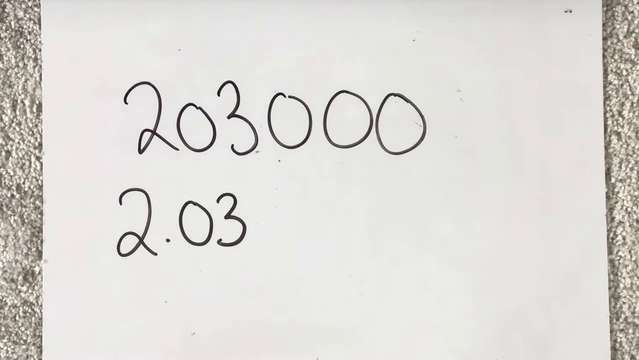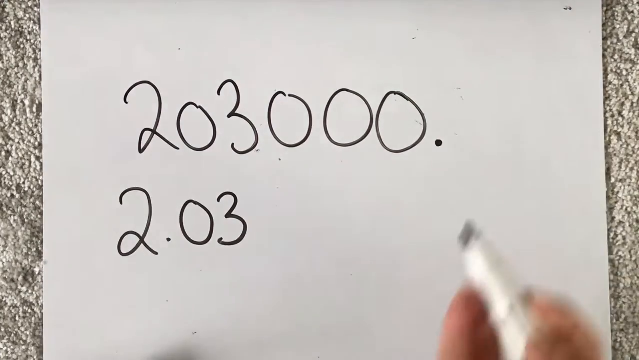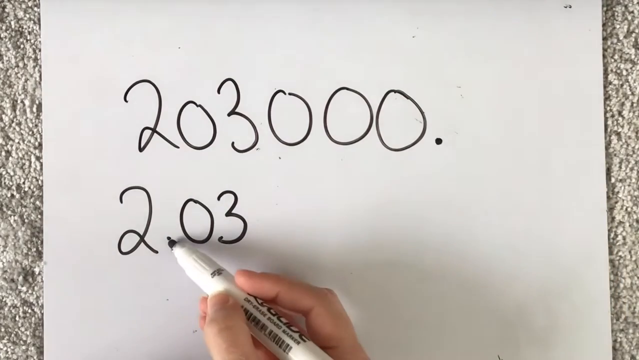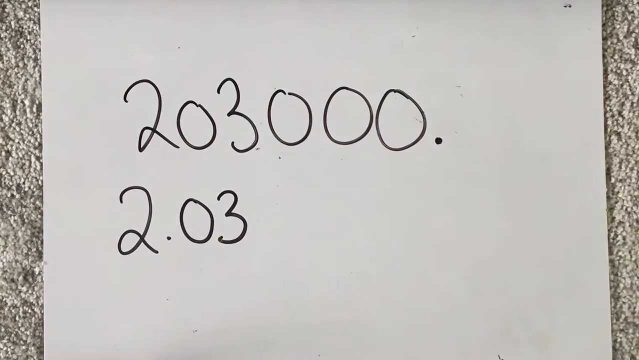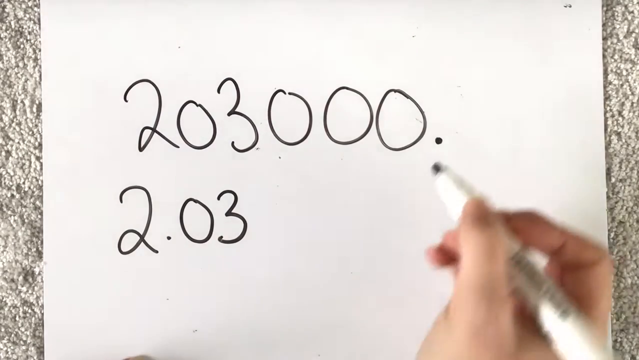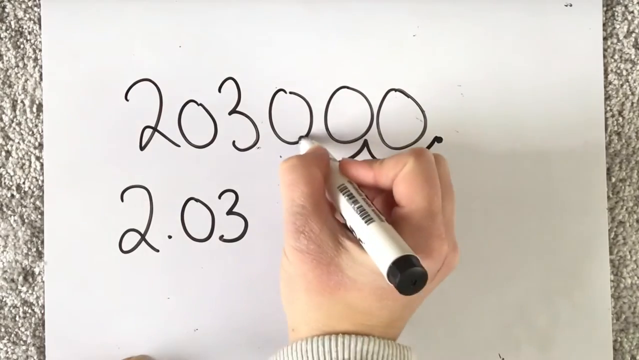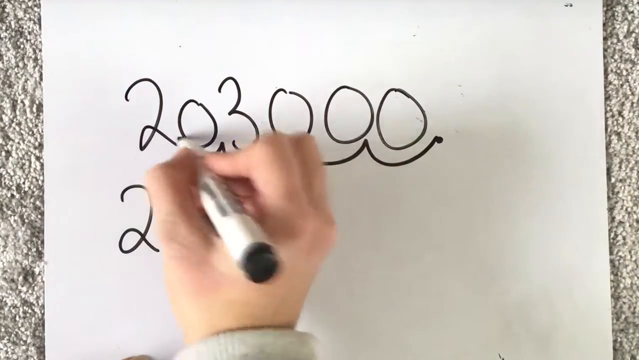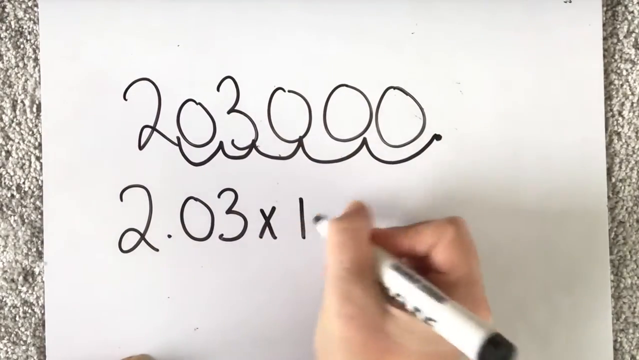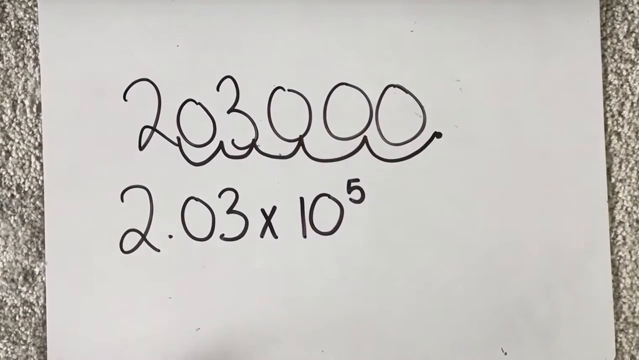I need to write this one because it's a placeholder, but actually the rest of these I don't need to worry about. And then I'm thinking about how much this number is moved to have the decimal point go from there to there. So I literally count the spaces. I've got 1, 2, 3, 4, 5. So it would be times 10 to the power of 5. Because basically what that means is I'm doing 2.03 times 10, 5 times.